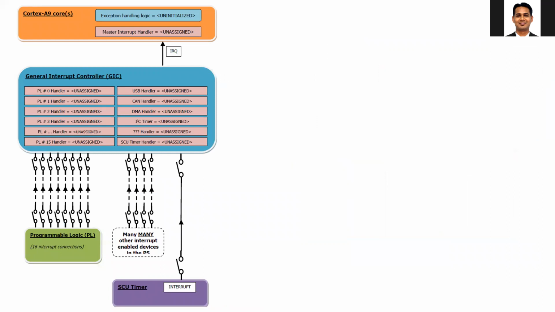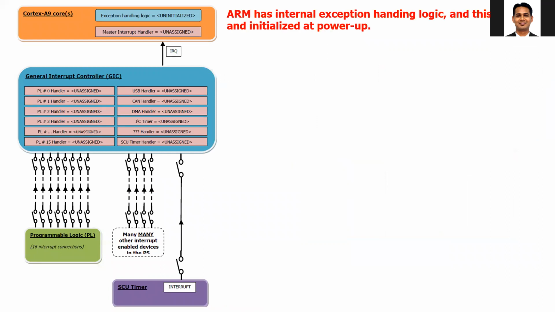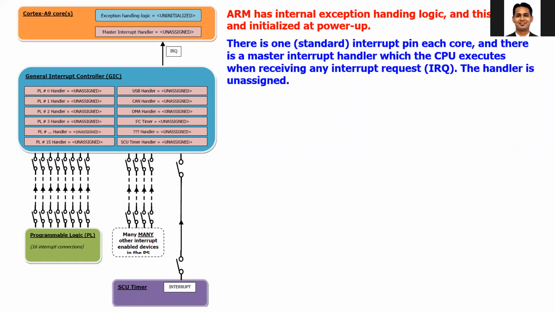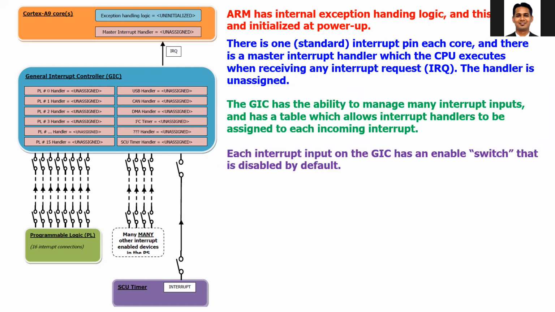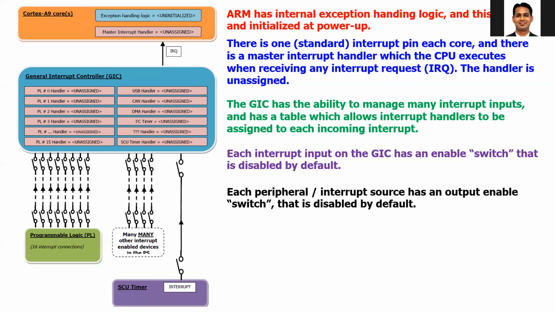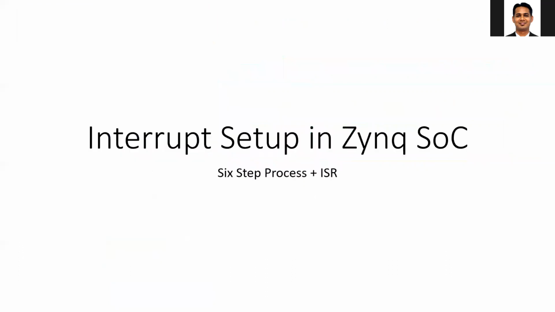Now to revise the steps we need to do for this process. First, we need to initialize the exception handling logic inside the ARM processor. Second, we need to make sure that the master interrupt handler in the core is assigned with the appropriate GIC, so that the core knows whom to contact when the interrupt request comes. GIC has the ability to manage multiple interrupt inputs, and we need to connect our ISR to the appropriate location inside the GIC. We need to close all the switches, or enable the interrupts, at the GIC input as well as at the peripheral output.